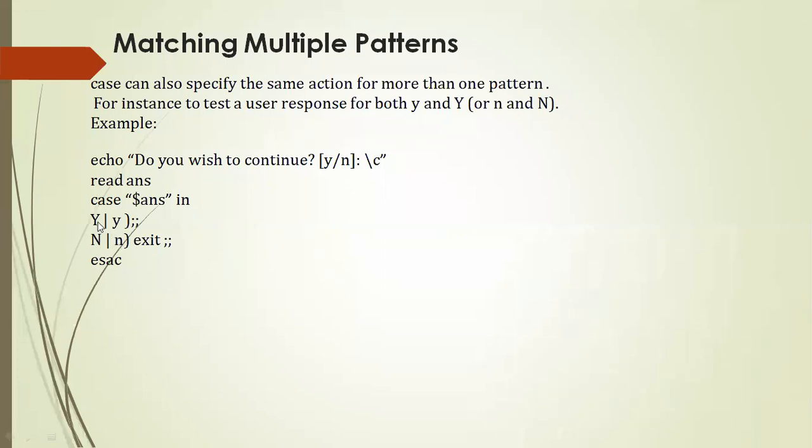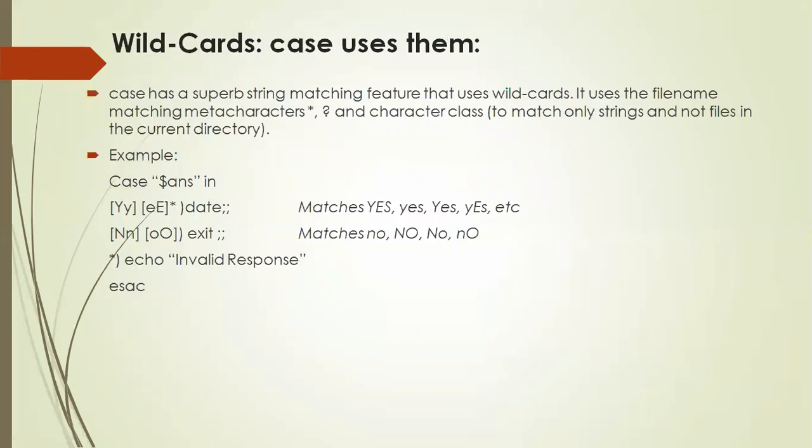Now the true case is what? When you press N, it is going to execute that particular statement. Now here there's no statement or expression specified. Now this is just an example. If I press or enter small n or capital N, then the program has to terminate or come out of the program. Then close the case. Now that is what actually matching multiple patterns is. Okay.